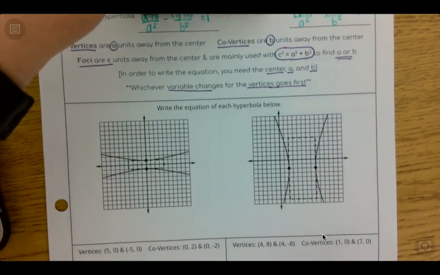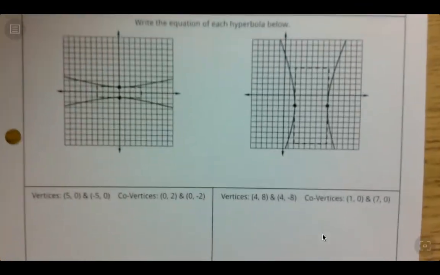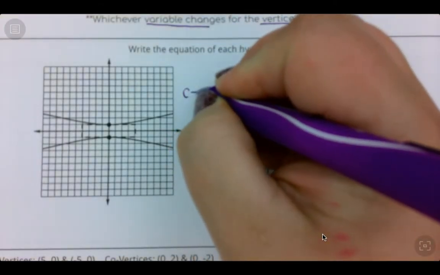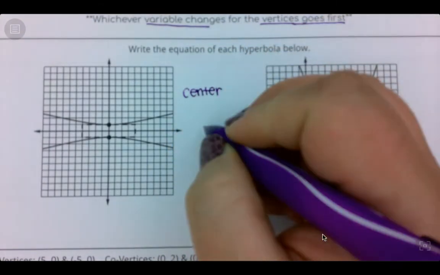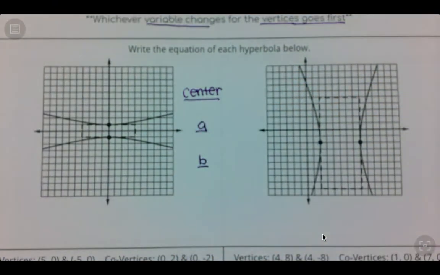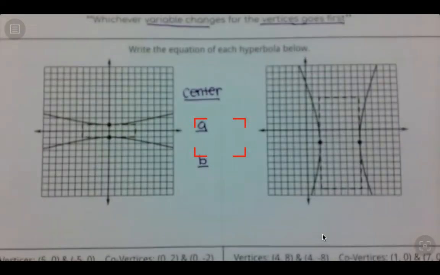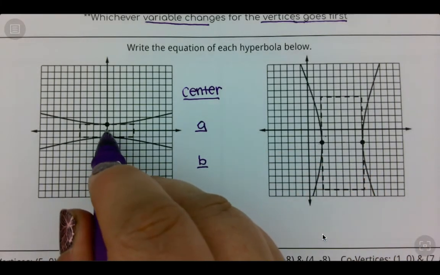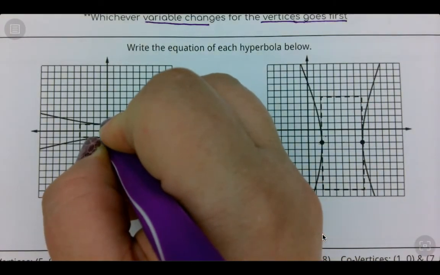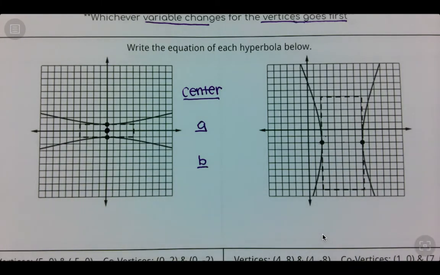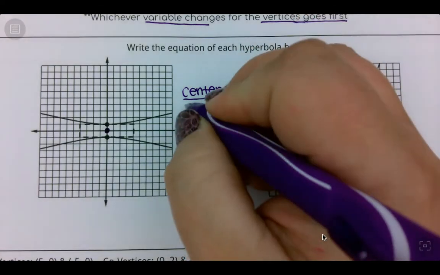Let's jump right into writing the equation of these graphs. And I'm going to zoom in a little bit. The first thing you need to do is find the center. And then we'll find A and we'll find B. Okay, so the center is in the middle of everything. Let me go ahead and do this really quick. There you go. The center is right here in the middle between these 2 points, or right here in the middle between the two edges of the box. It's all just the center. That is the point 0, 0.